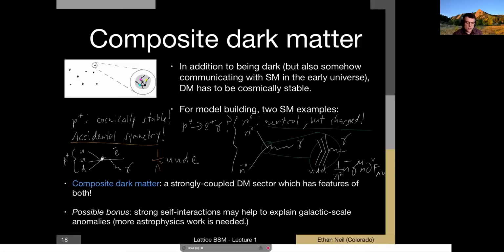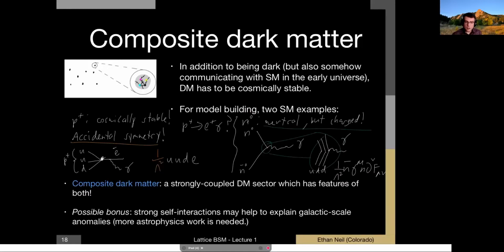Okay. So the neutron's a nice dark matter candidate, except, of course, it's not stable. It decays pretty quickly. But this brings us to the idea of composite dark matter. We try to cook up a strongly coupled dark matter sector that will have composite states, which will have the features of both. So there will be a single particle which has both the stability of the proton and the neutrality of the neutron. But at the same time, we can have interactions with the standard model present, in particular in the early universe when these things are deconfined. Okay. So that's the basic idea, the basic motivation.